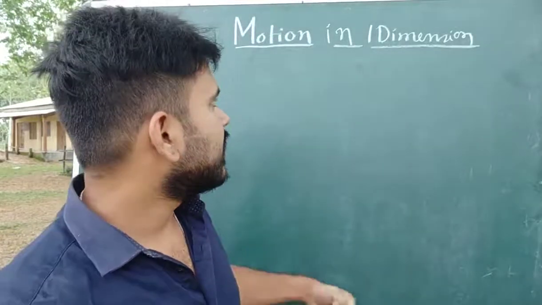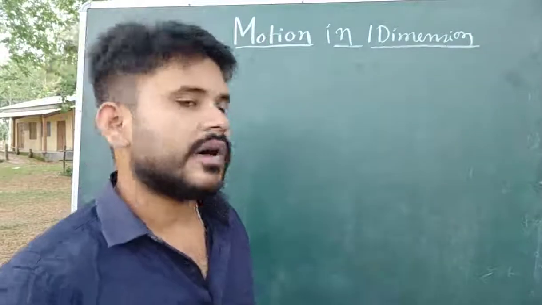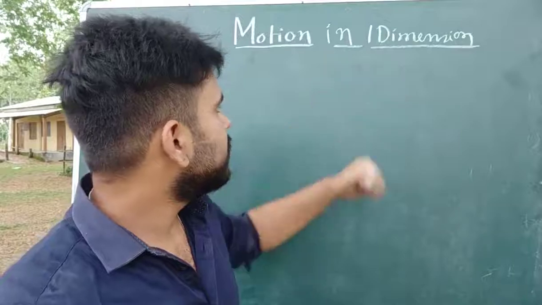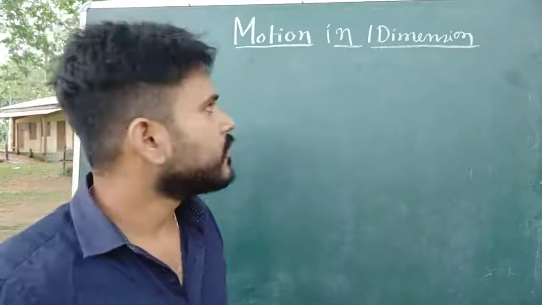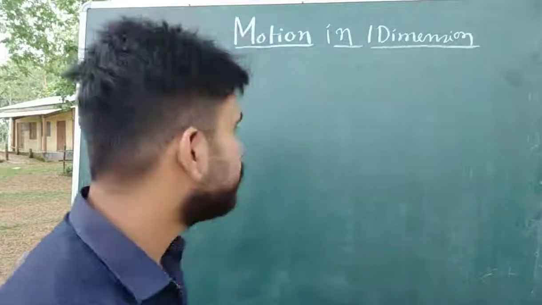Today we will basically learn about motion in one dimension. This is the first chapter of higher secondary first year physics. Sometimes it may be referred to as motion in a straight line. So first of all, we need to understand what is one dimensional motion.